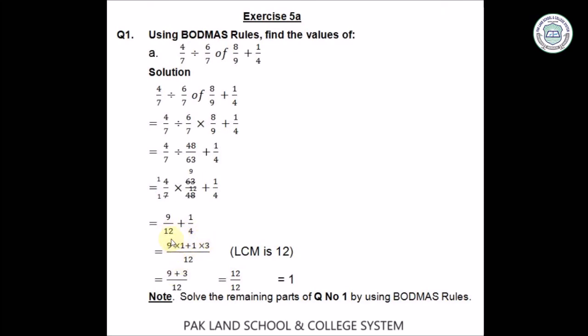LCM is 12. So 12 1s are 12, 9 1s are 9, 4 3s are 12, then 3 will be multiplied with 1, 3 1s are 3. So it becomes 9 plus 3 becomes 12, 12 divided by 12, cutting we have done and the answer is 1. So this is the remaining part of question number 1 using the BODMAS rule.